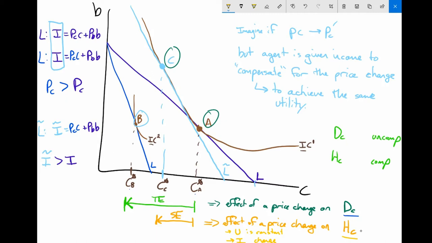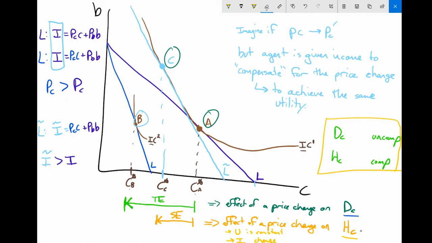All right, so we're just relating these concepts to last lecture. There are two different kinds of demand functions. One, the uncompensated demand. The other is the compensated demand. For the uncompensated demand, utility can change, income is held constant. For the compensated demand, utility is constant, income can change.